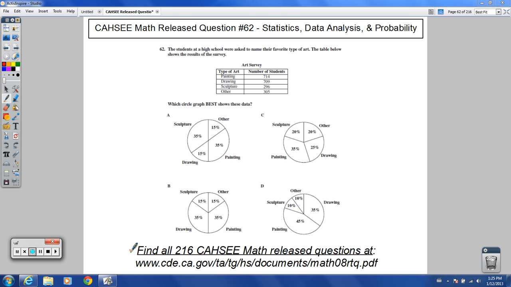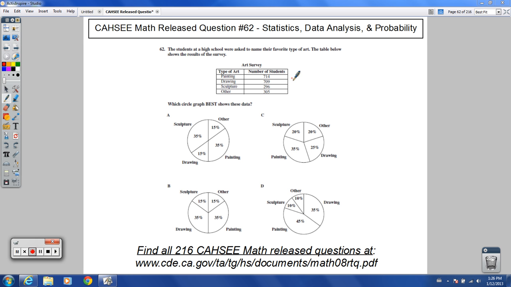This is release question number 62 for CAHSEE Math. It says that we have this. The students at a high school were asked to name their favorite type of art. The table below shows the results of the survey. And so we've got painting and drawing very close to each other. We've got sculpture and other very close in values to each other. And so which circle graph best shows these data?